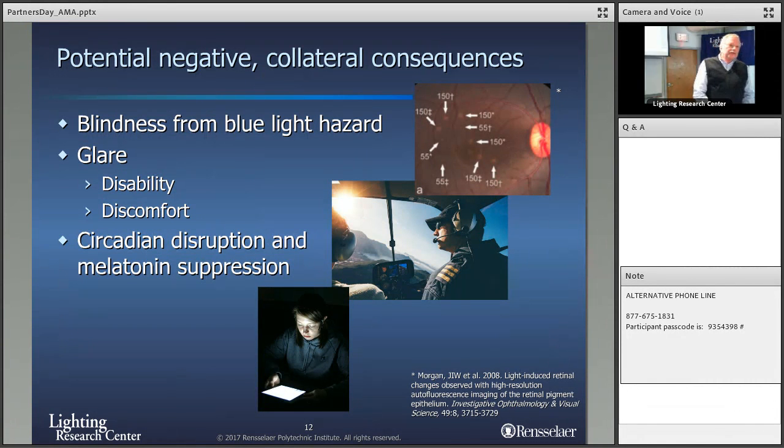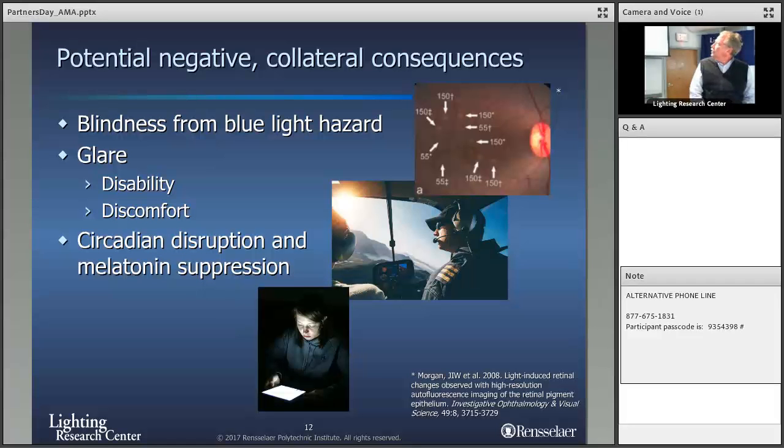Now, all those good things, and I don't think anyone would disagree, are good things for us to do, performance, non-visual effects, and so on. But they can have negative collateral impacts. And the ones that were discussed in the AMA report were these three. Blindness from blue light hazard.